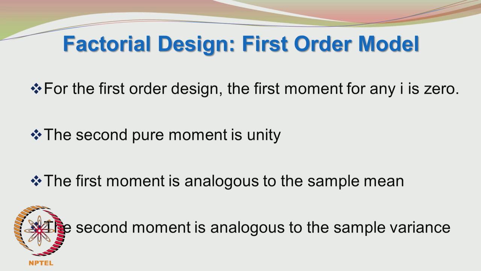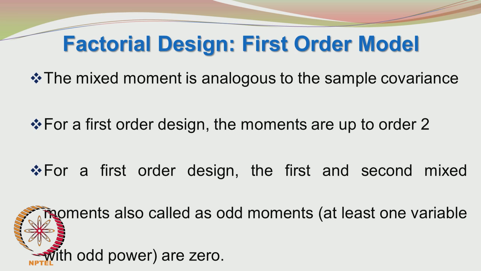The second pure moment is unity, that is what we saw just now, because we are dividing all the squared elements with the size of the run, and so they cancel out and the resulting answer is just 1. The first moment is analogous to the sample mean and the second moment is analogous to the sample variance, and this mixed moment is analogous to the sample covariance.